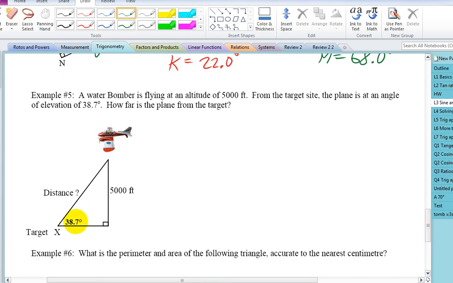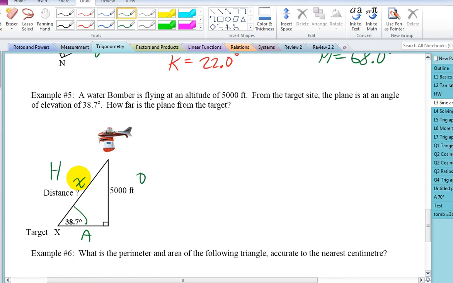So label your HOA, looking at 38.7 degrees. We have hypotenuse, opposite, and adjacent. So the water bomber is 5,000 feet in the air. What's the distance between the target and the plane? So you could call that H, you could call that little d, you could call that x. Let's just call that x for kicks and giggles.